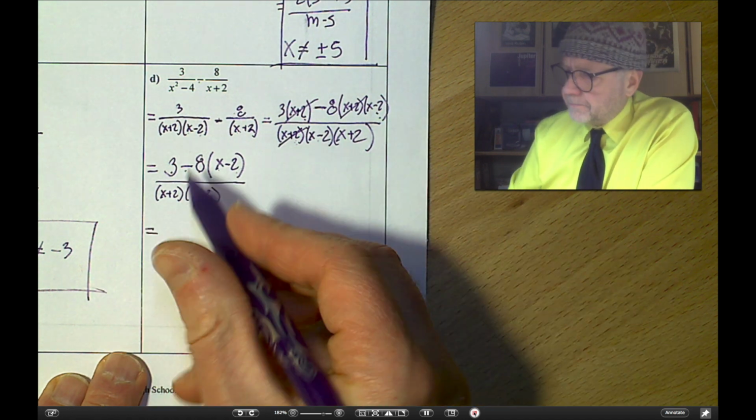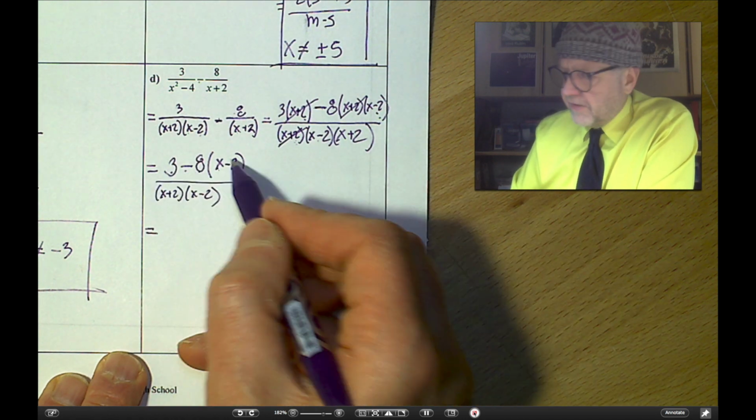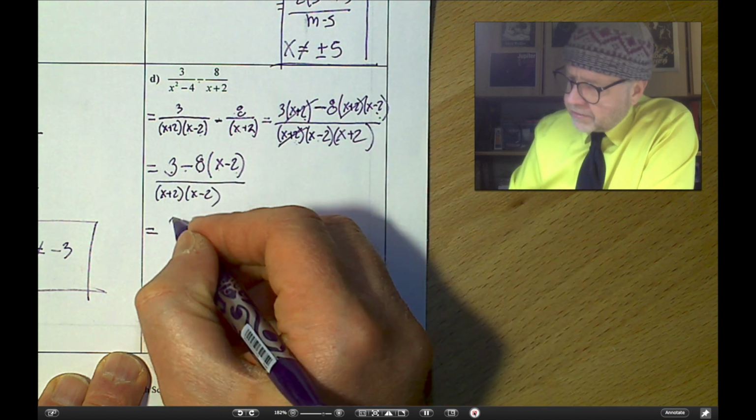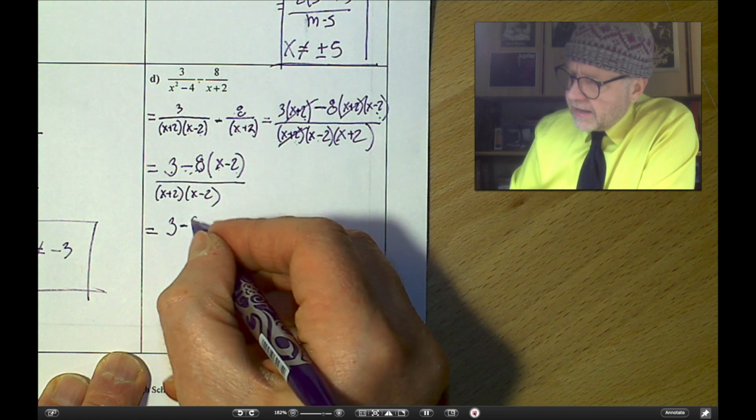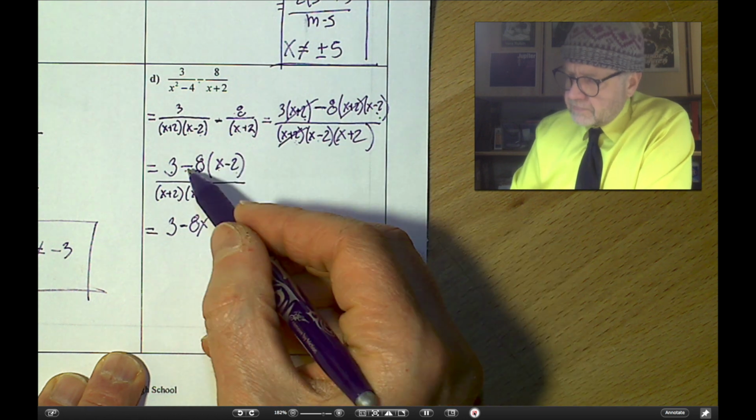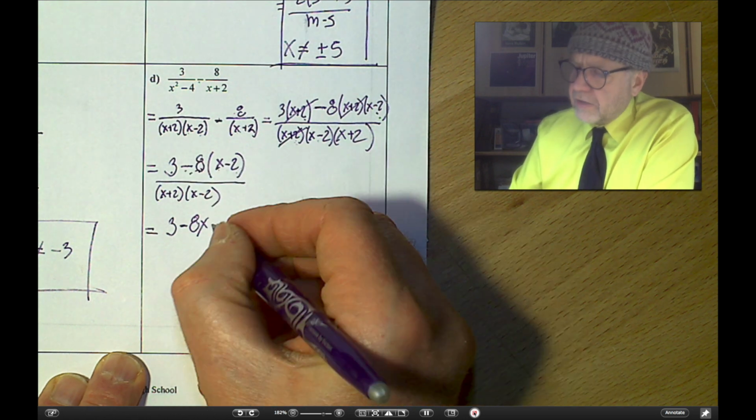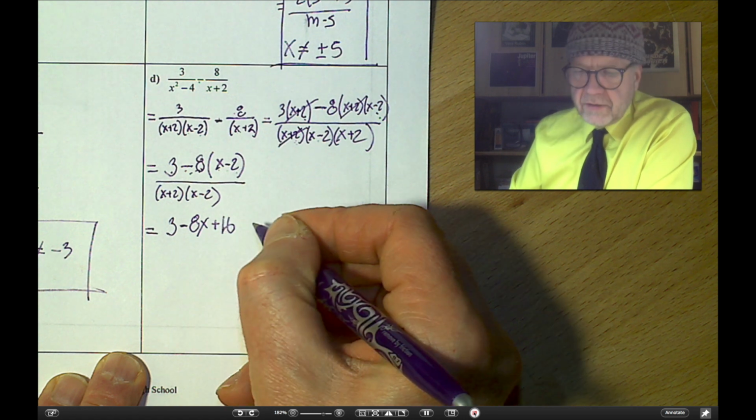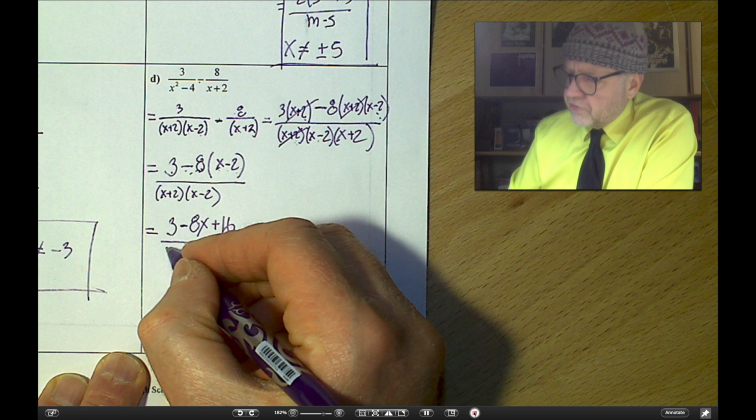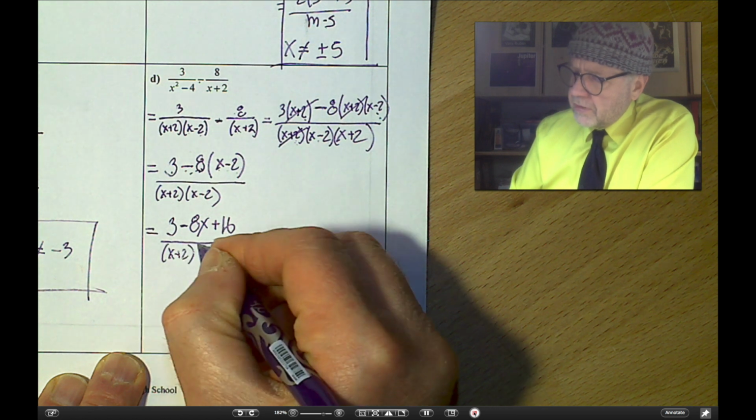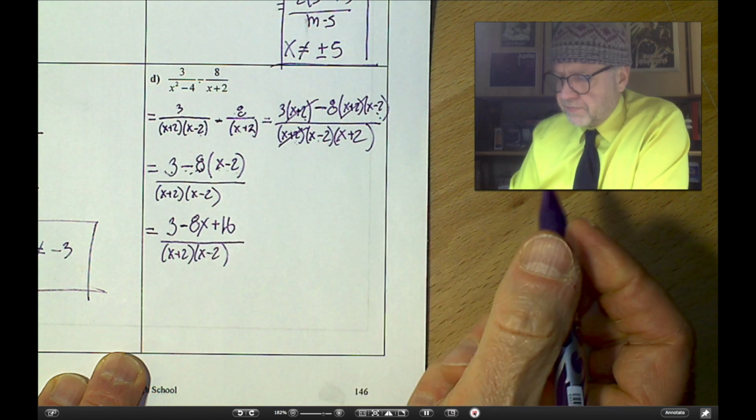Let's go to simplifying the top a little bit. What am I going to get? I'm going to get 3 minus 8x minus 8 times negative 2, in other words, plus 16. Yep, I sure am. And on the bottom, we're just going to keep the x plus 2, x minus 2, just because we can.